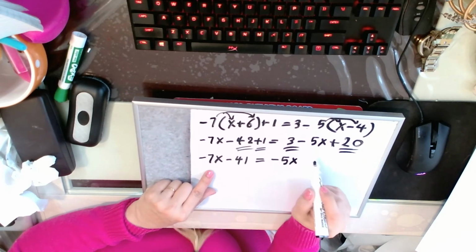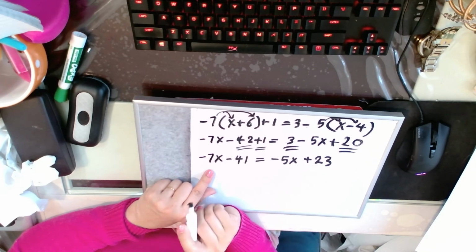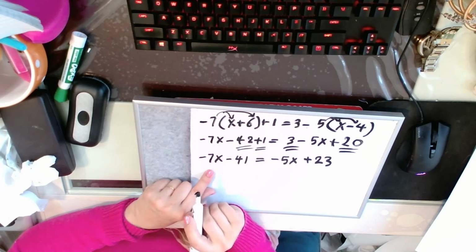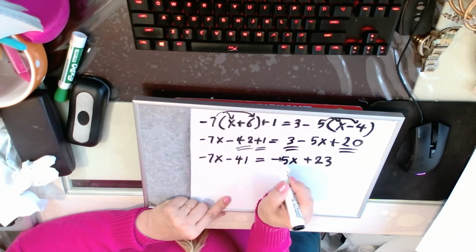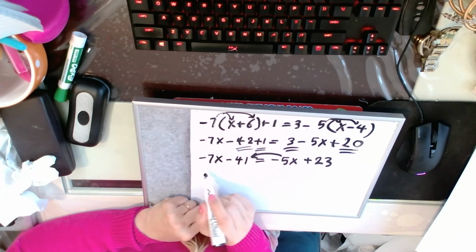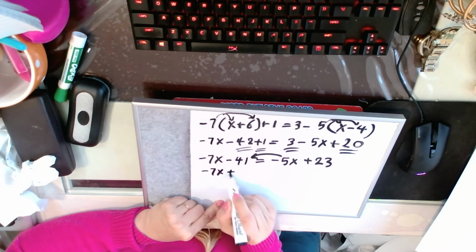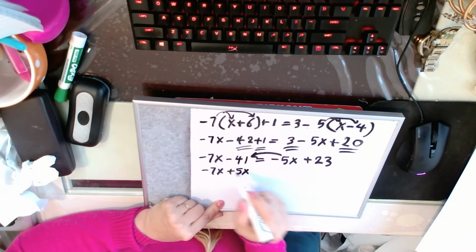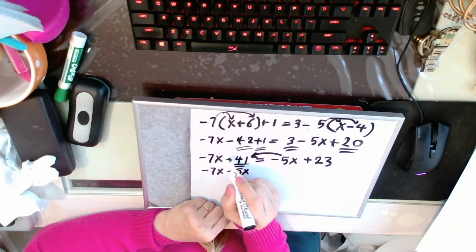3 plus 20 equals 23. Again, we have here minus x. Move minus x to the other side, change its sign. It's gonna be plus 5x. And move the term minus 41 to the other side, change its sign.